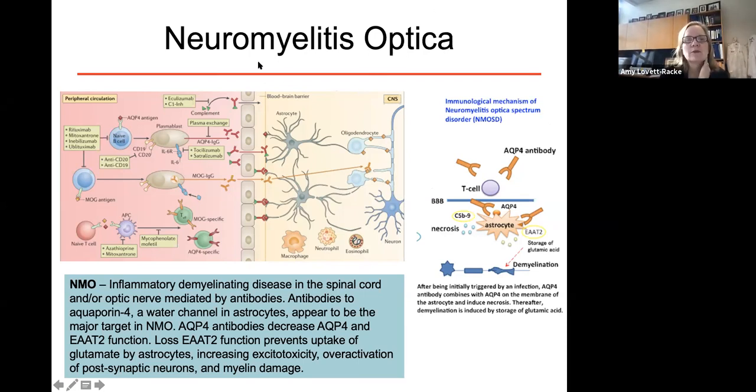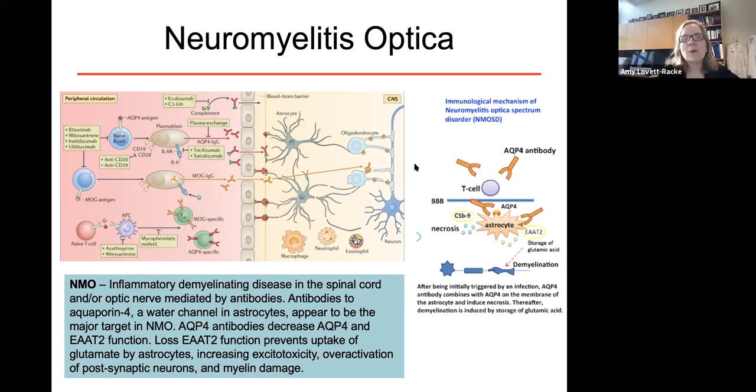So the name comes from the observation that in these patients, the inflammation is typically in the spinal cord, affecting motor function, or in the optic nerve, affecting vision. Most patients, previously to the recognition that there was this antibody for aquaporin 4, were originally diagnosed with MS, because if you look at the pathology in the spinal cord and the optic nerve, you see a rather complex inflammatory response.